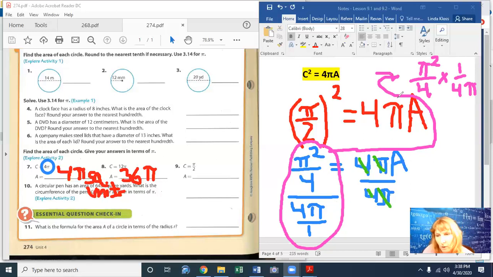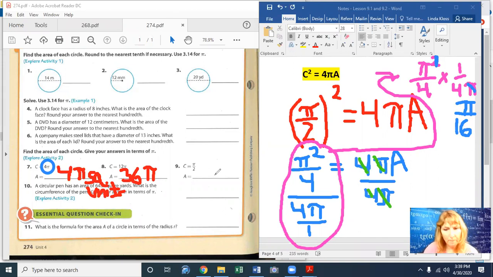So we know that one of these pi's will cross off one of these pi's. We'll be left with just pi, right? 1 pi. And then on the bottom, we have 4 times 4, 16, right? So 16 is my bottom. And on the top, I'm left with just pi times 1, or pi. So the answer then should be pi over 16 square units.